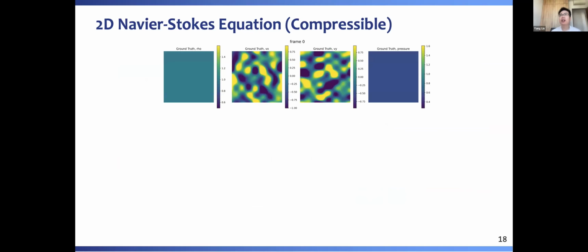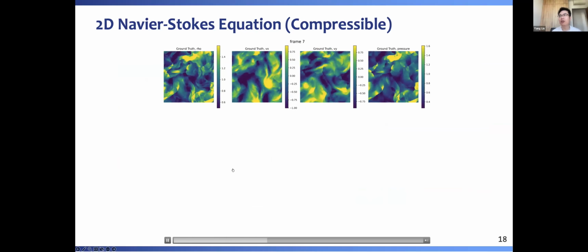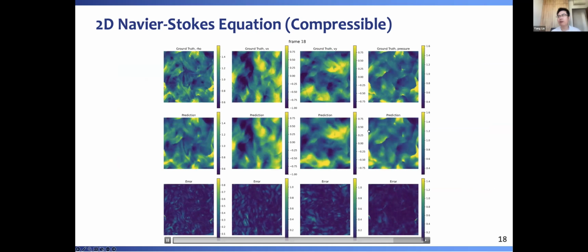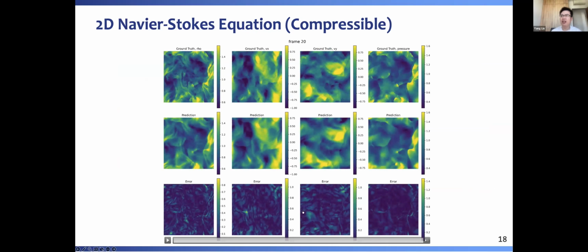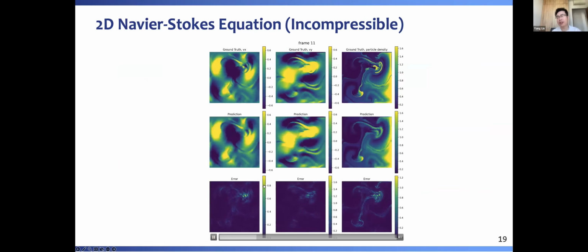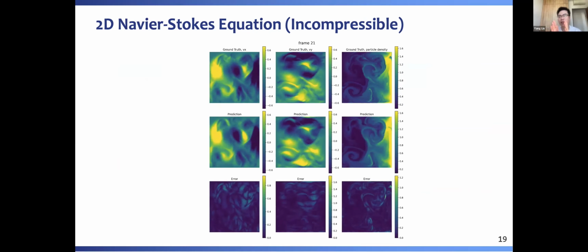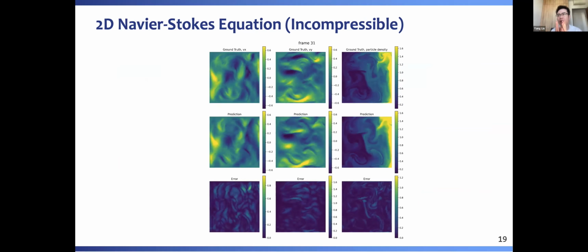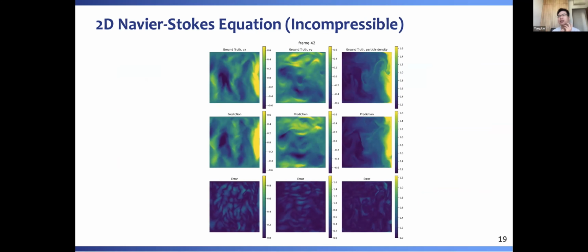Okay, so this is 2D Navier-Stokes, compressible. So in the end you have a prediction. The error is not that bad, I think. And we also have an incompressible one. This is done by the same model. I mean, the compressible one and the incompressible one are solved by a single model. So that's the interesting part.